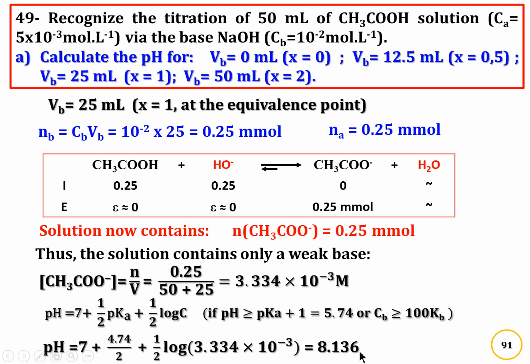If our formula is correct, we have to prove that this pH is greater than pKa plus 1. pKa equal 4.74 plus 1. So 8.136 is greater than pKa plus 1, and this formula is valid.